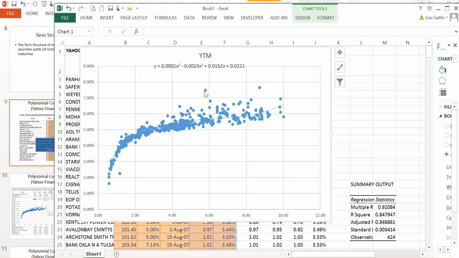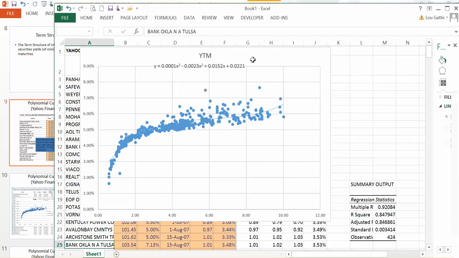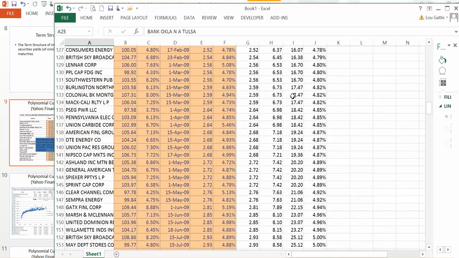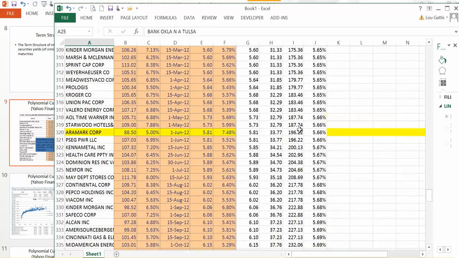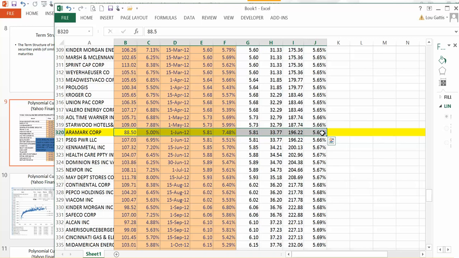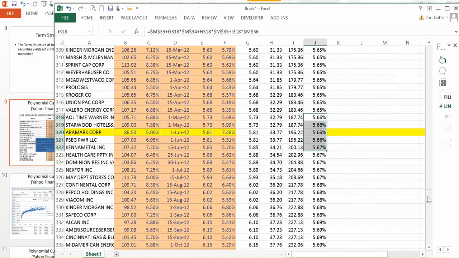And let's look at our Aramark bond. 7.78 is the yield. It looks like the yield should be roughly in this 5.5% range. Actually, let's go down and look at that bond real quick. That Aramark bond has a yield of 7.48. If priced along that line, in other words, if there's a single relationship between price and yield reflected on that line, it should have a yield of 5.66, like the bonds in its maturity neighborhood.